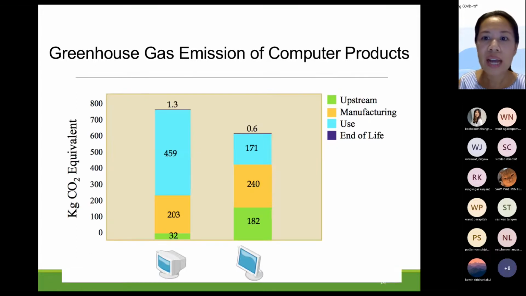And also, if we compare computer products in two types of computers, you can see that during use, it also consumes a lot of energy and produces greenhouse gas emission during the use process. And for manufacturing also, during production of the computers, it may consume a lot of energy or environmental resources and produce a lot of greenhouse gas emission. If you want to design a new product, maybe you can focus on the manufacturing and use steps. It's like this.